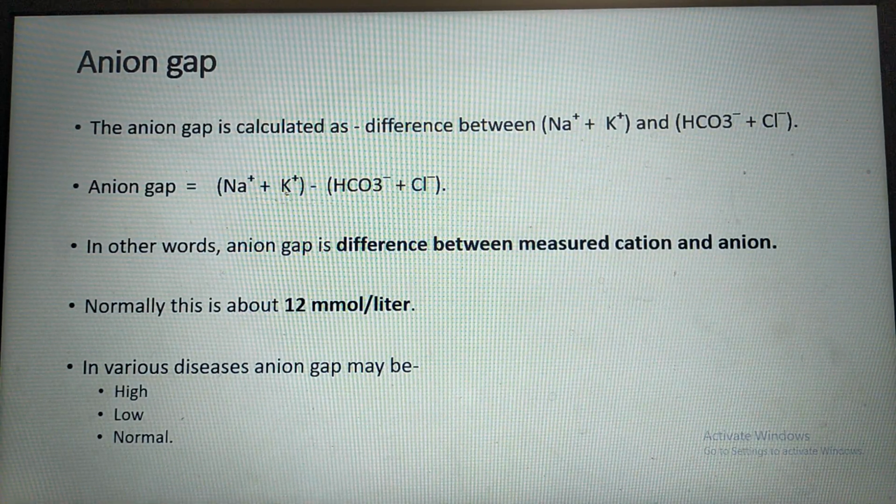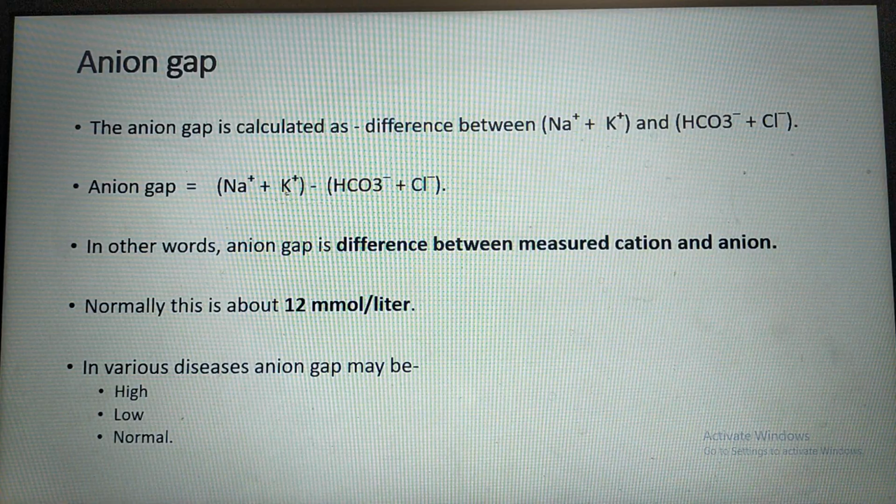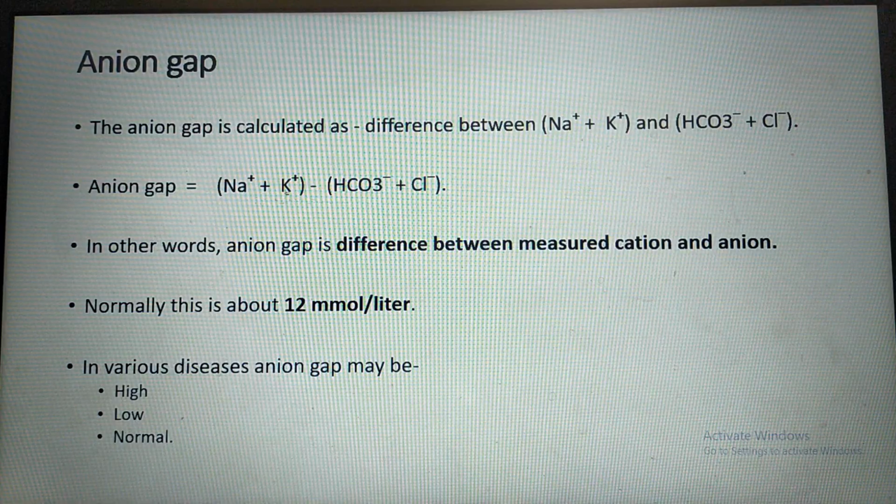Now this is the formula given here for calculation of anion gap. As I have told you, we have to measure 4 electrolytes: sodium, potassium, bicarbonate and chloride. When you subtract the sum of bicarbonate and chloride ion from the sum of sodium and potassium, you will get the anion gap. So in simple words, anion gap is nothing but the difference between measured cations and anions.